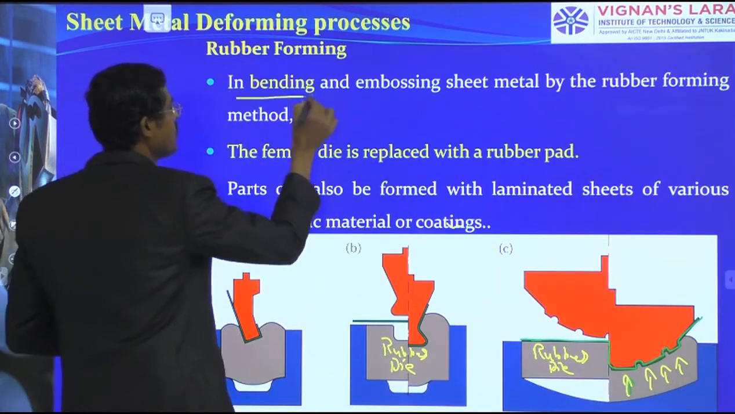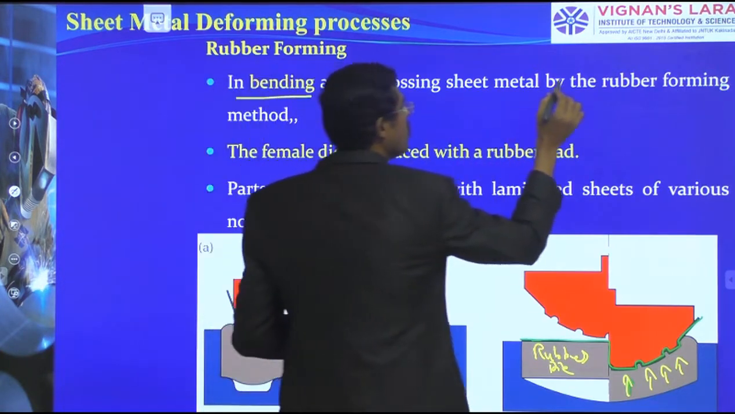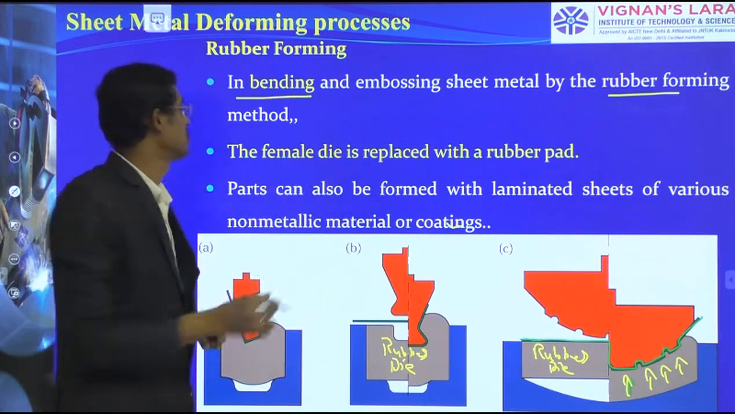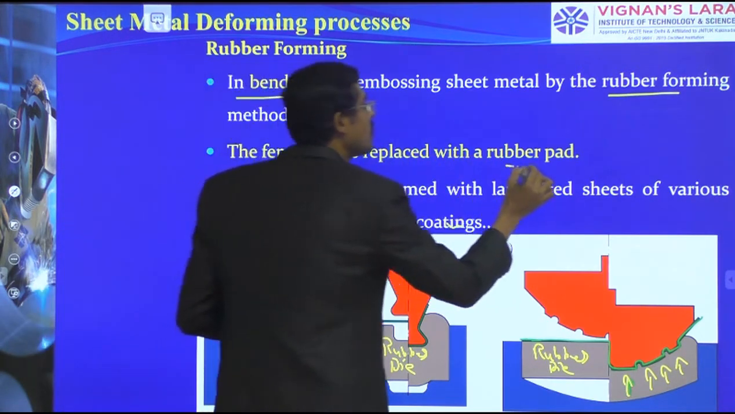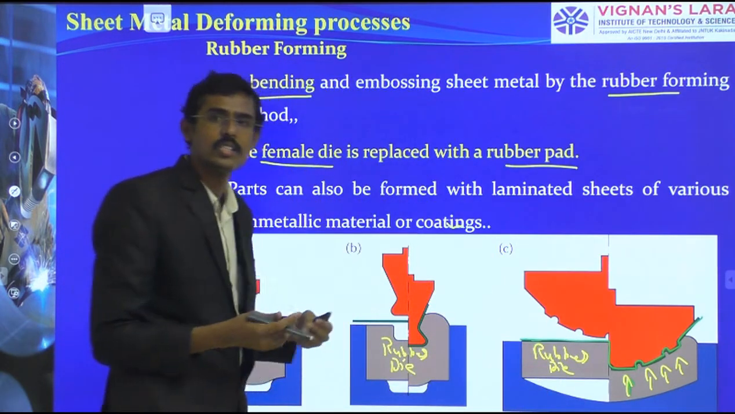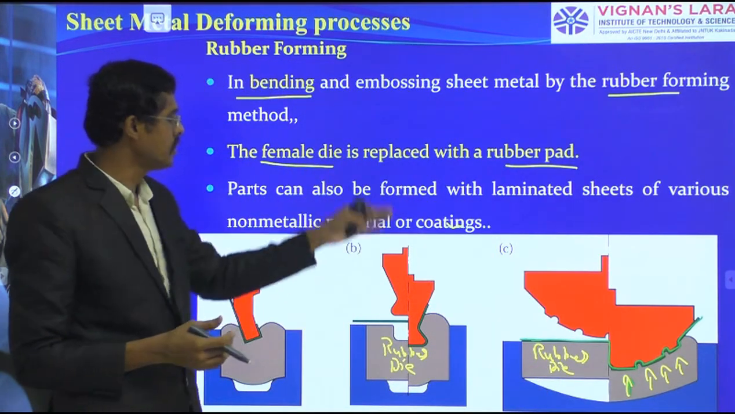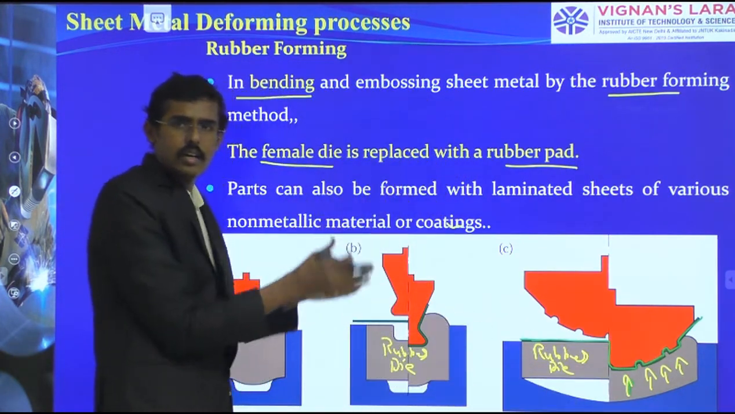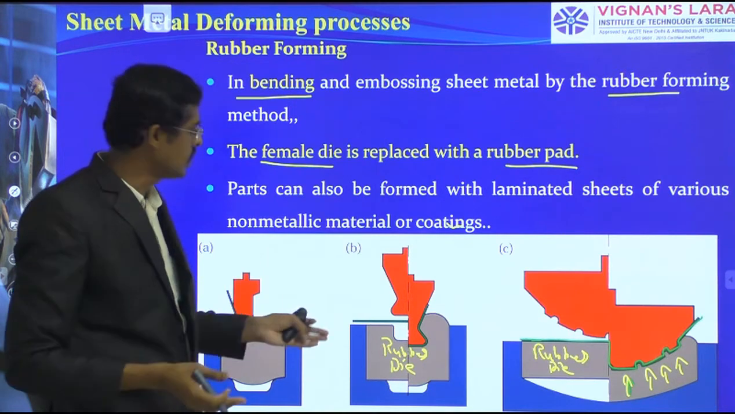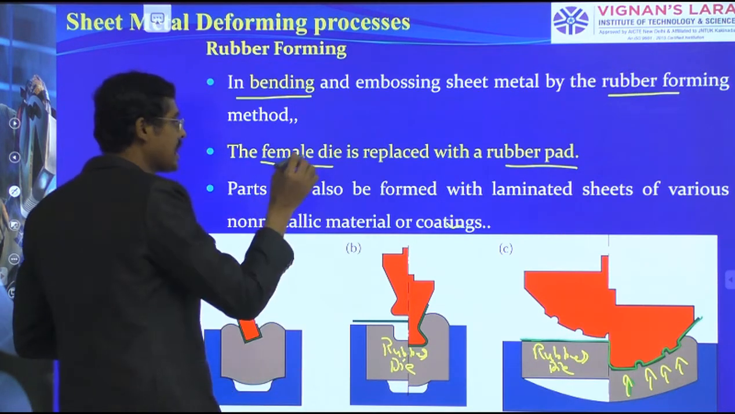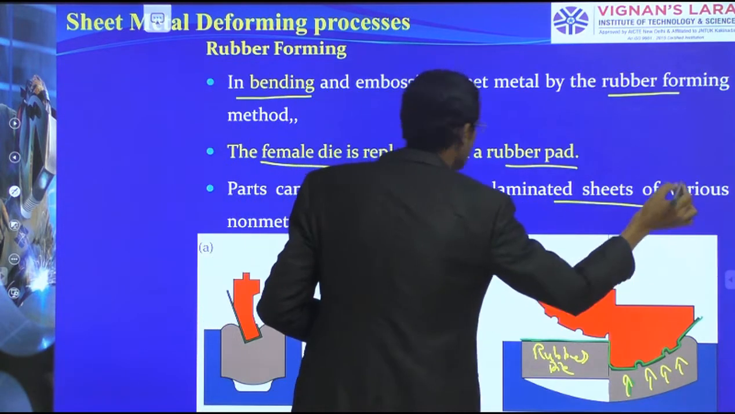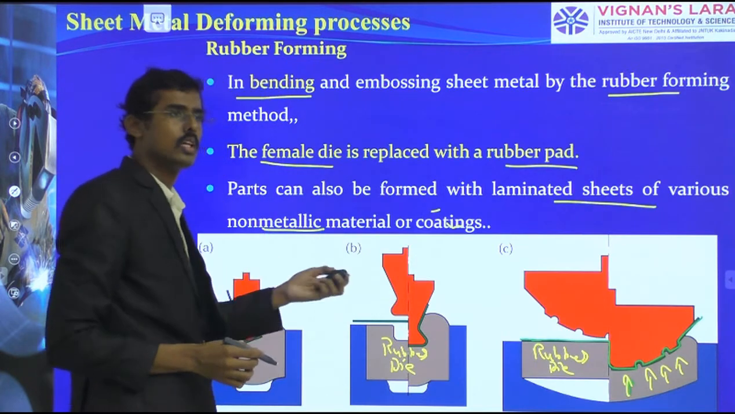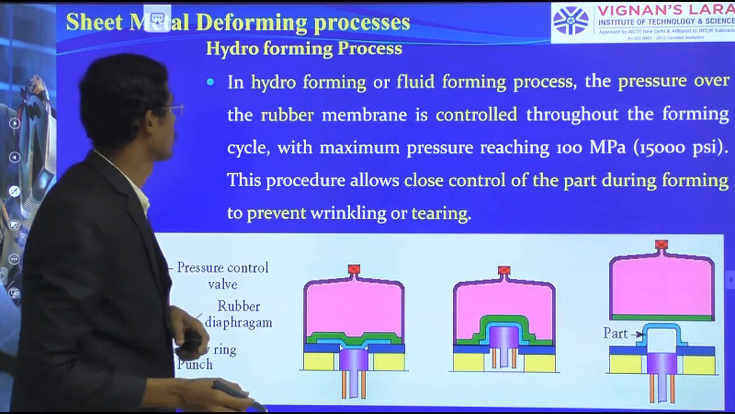You see, in bending and embossing sheet metal by the rubber forming methods, the female die is replaced by the rubber pads. It means this is the female die. The bottom one is the female die, and it is replaced by the rubber pad. That is what I have written. The downward one which is replaced would normally be a toughened die, so that has been replaced by the rubber die. The parts can also be formed with laminated sheets of various non-metallic materials and coatings. There also it is helpful.